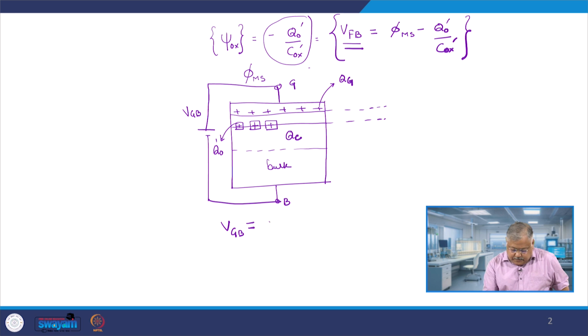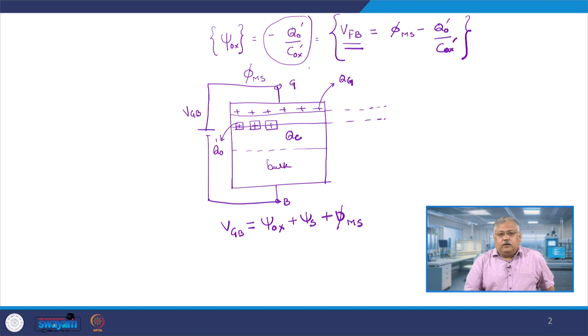Now, if you take this into consideration and write down an expression, VGB, gate to bulk, can be written as the drop across the oxide layer, plus the surface potential psi s, plus phi ms. So, this is the drop across the oxide layer, psi s is the potential at this particular point, and phi ms is because of the metal work function difference.